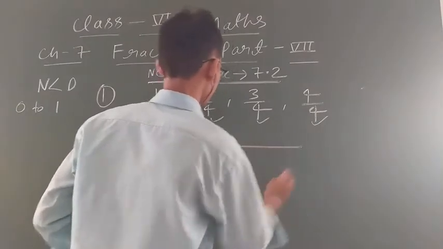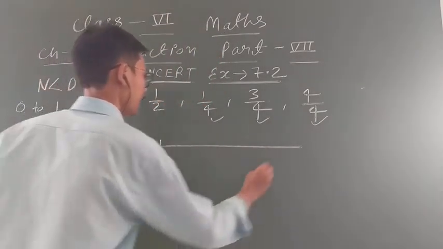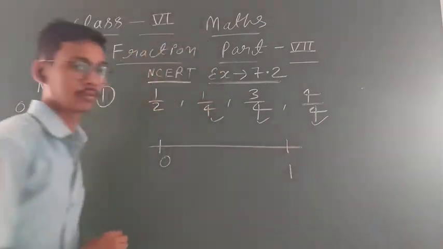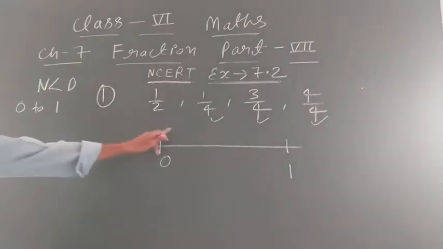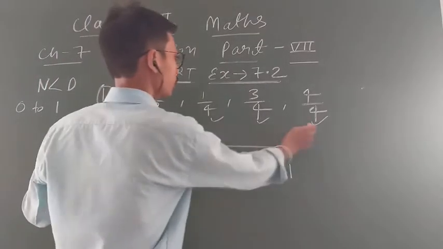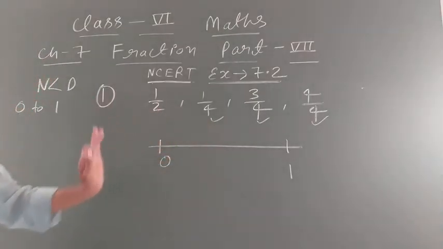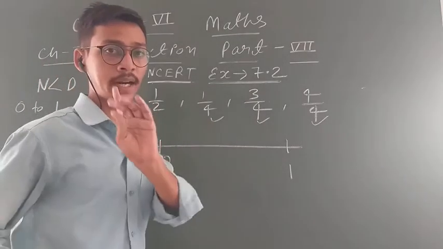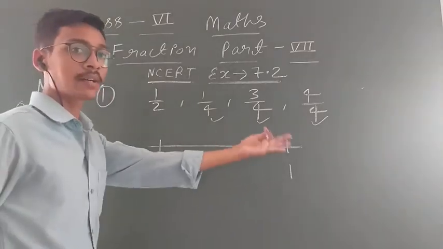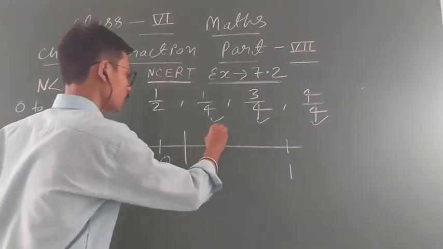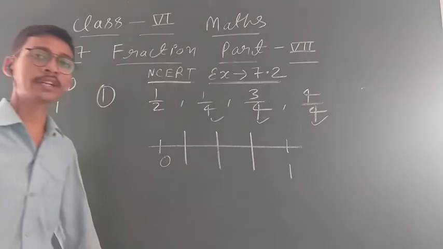Here you will write down 0 and 1. There is no problem. Now, in how many parts will you divide, student? You have to see the denominator having the greater value. The denominator 4 has the greatest value. Now you divide into one less part, because the last part is the number itself. So you will divide into 1, 2, 3 equal parts, student.